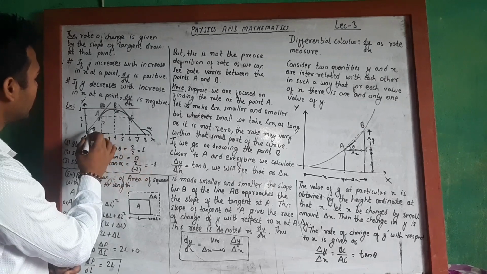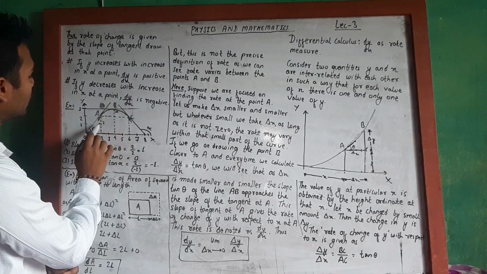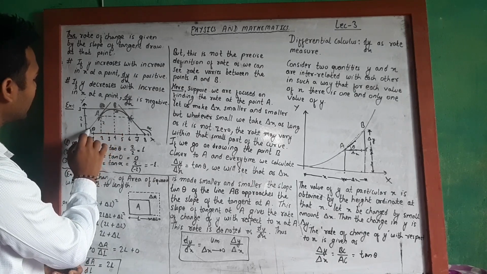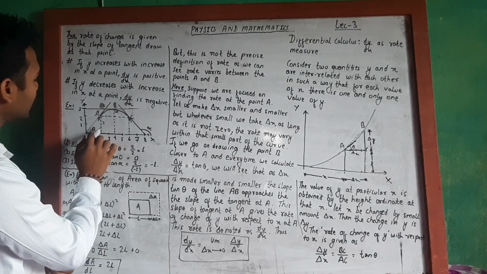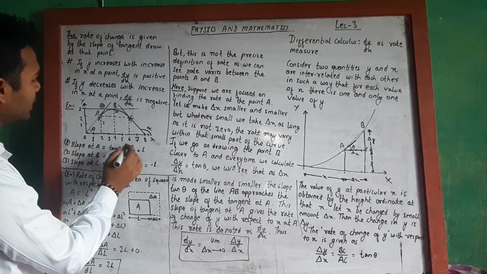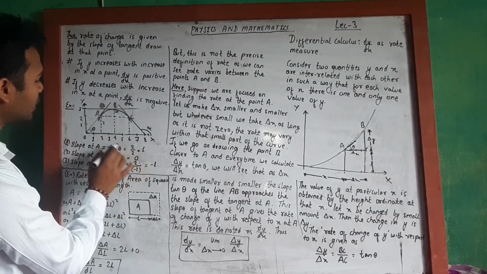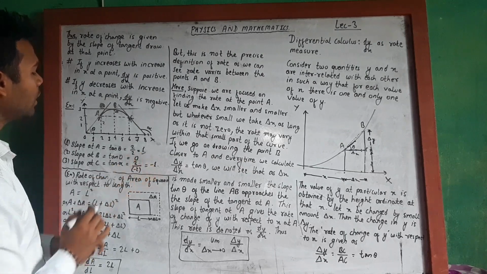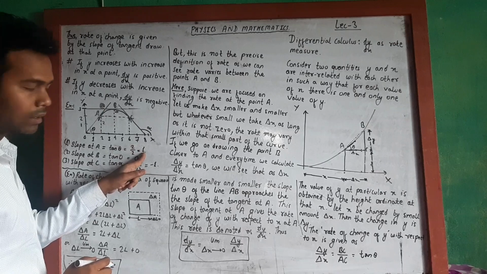Here in this triangle, tan theta will be calculated as del y divided by del x. Here del y is equal to 2 units and del x is equal to 2 units. That's why the slope is 1. Therefore, the rate of change of y with respect to x at the point A is 1.